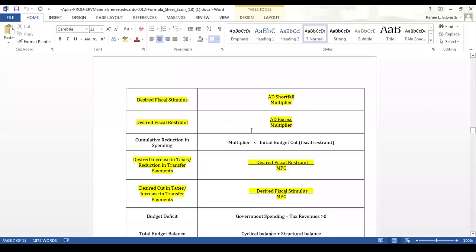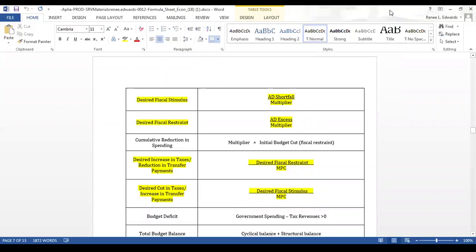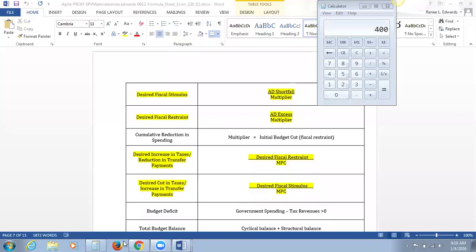Let me make sure I'm sharing this. I need to take my 400 divided by my multiplier. I know that my shortfall is 400, my multiplier is 2.5. You cannot see my calculator. I don't know how to share it, but what I do have is 400. Let me see if I can share my calculator. Yes, there we go.